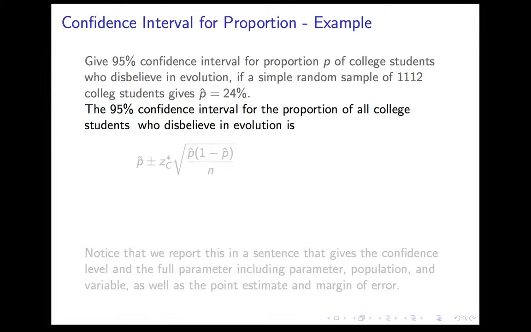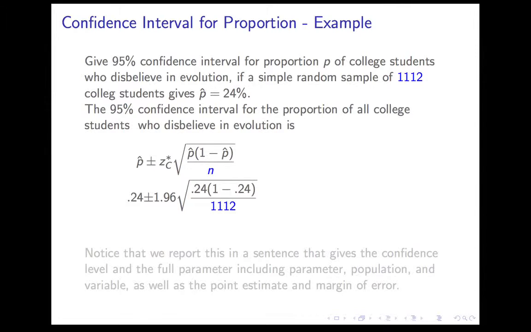Okay, so the answer is the 95% confidence interval for the proportion of all college students who disbelieve in evolution is, there's the formula, so we have to plug into that p hat. P hat is 0.24, because we're told p hat was 24%, plus or minus the z star, which comes from the confidence level. We're told we want a 95% confidence interval, so z star is 1.96. Again, we plug in p hat and 1 minus p hat, and we divide by n, which is the sample size.